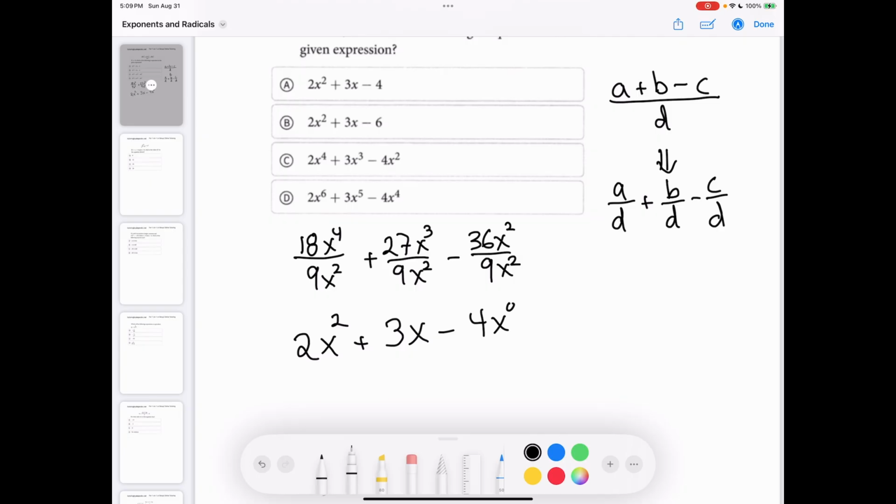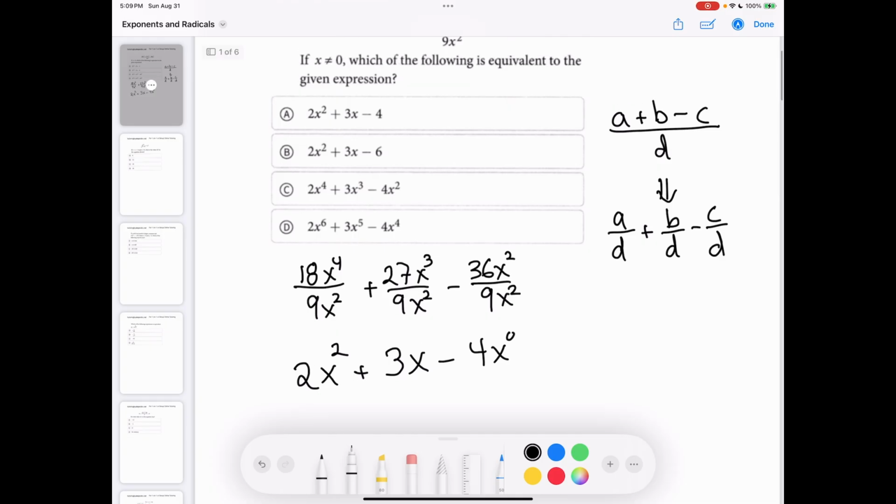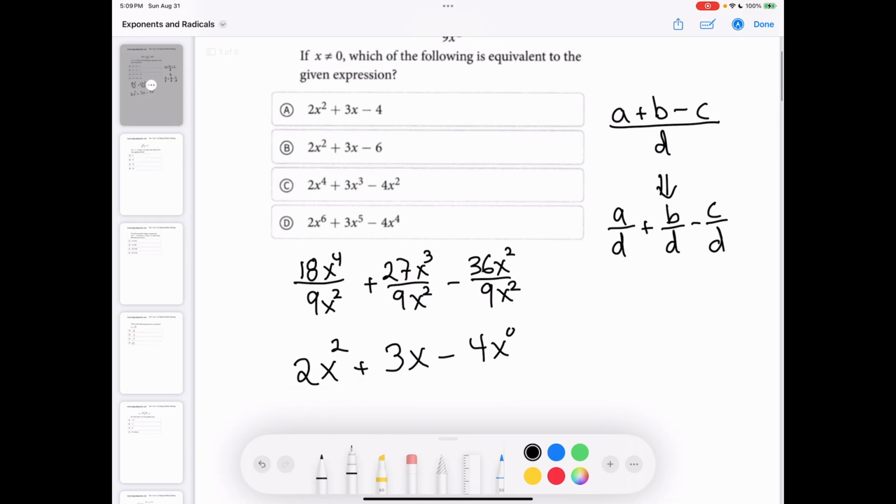And if you remember the 0 exponent rule, it says that any non-zero number to the 0 power is 1. And they told us that x is not equal to 0. So that means that this term here, x to the 0 power, is just equal to 1, right? And anything multiplied by 1 is just itself. So I can really pretty much ignore this x to the 0 power, right? And that means I'm left with 2x squared plus 3x minus 4, or A as our final answer, okay?